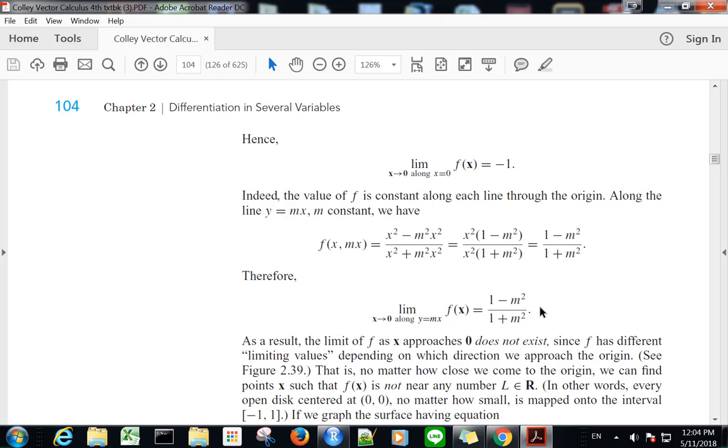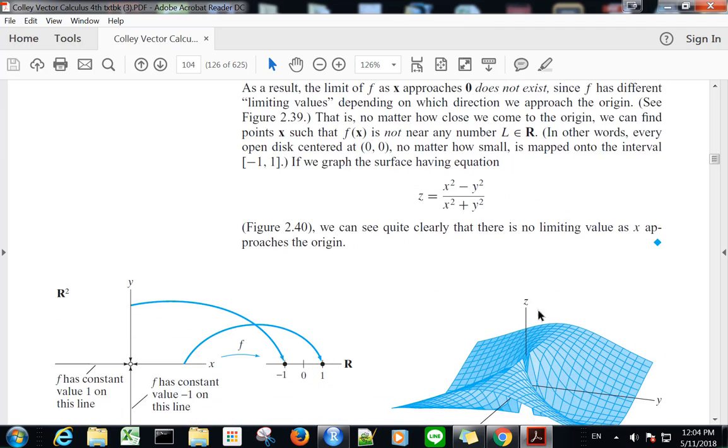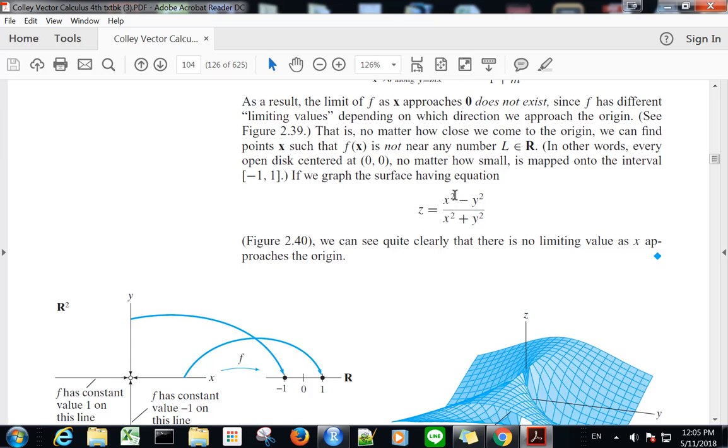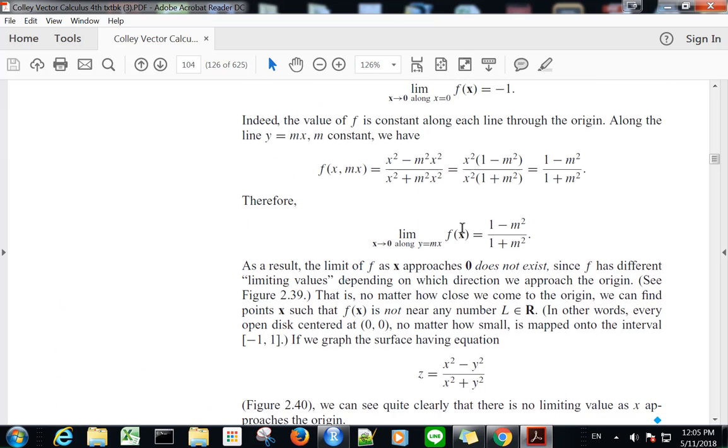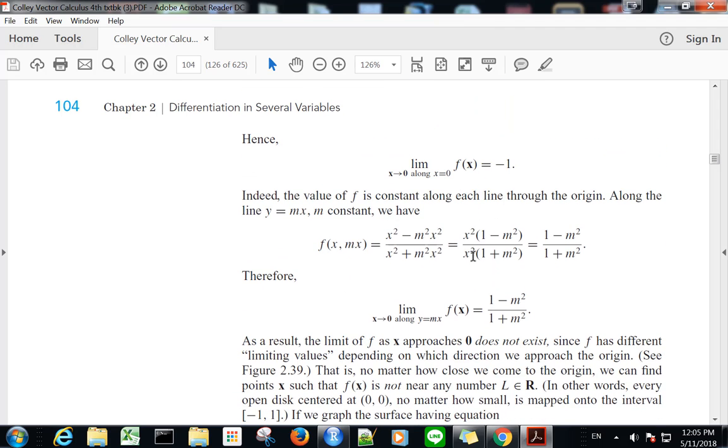It would be interesting to ask, what does a picture look like for this? They say, see figure 2.39. So this is the picture. It's kind of hard to see, but I guess what they're trying to say is that when you approach along this direction, it's always equal to 1. And when you approach in this direction, it's always equal to -1. And in other directions, it's something else. It's pretty hard to even see what this looks like. But that's what we're dealing with. It was this function, and that's what it looks like.